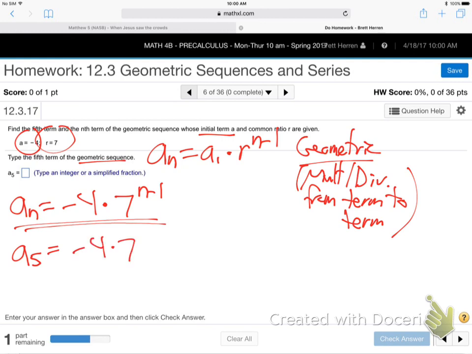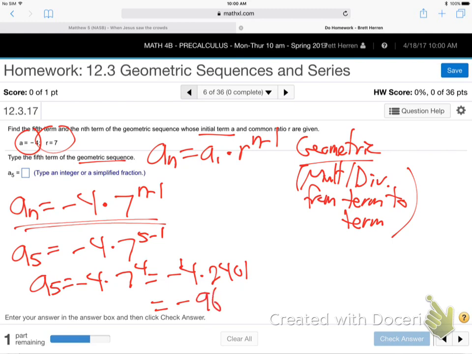Well, I'll just use this formula to find A sub 5. It's negative 4 times 7 to the 5 minus 1. Just plug in a 5 there. So that means it's negative 4 times 7 to the 4th. It's negative 4 times 2401. We did that yesterday, huh? And then that's some big number, negative 9604. So there's the fifth term. The fifth term is negative 9604.